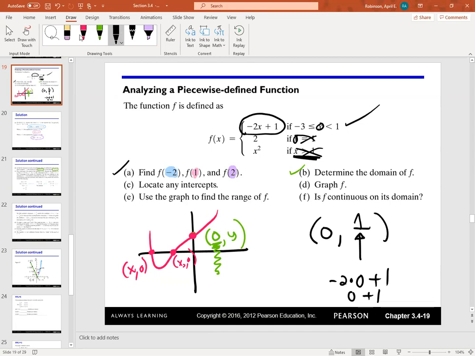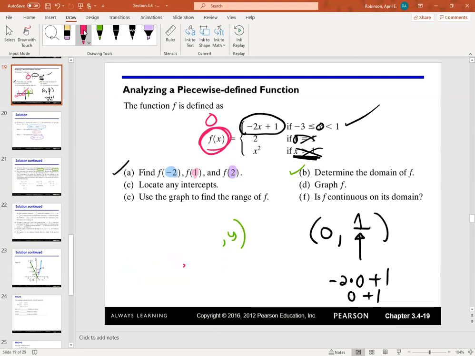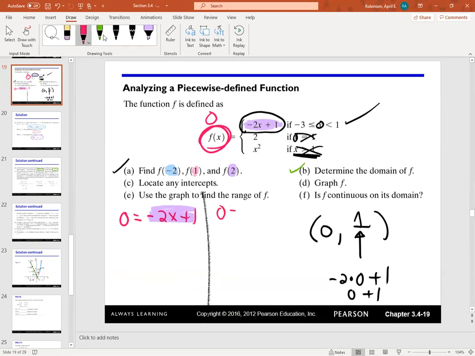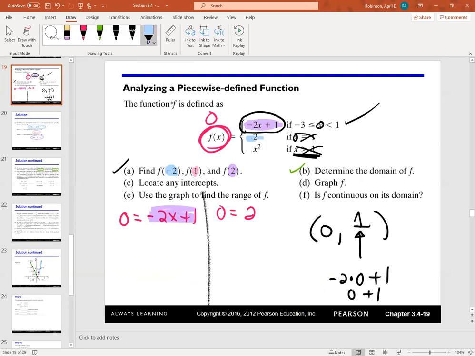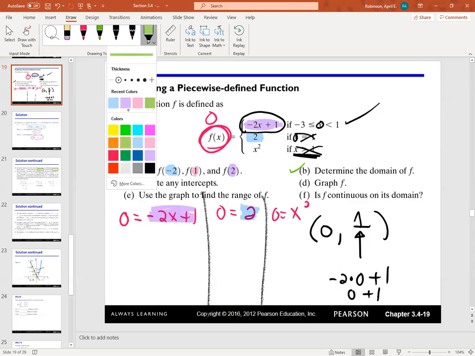Now, to find the x-intercepts. The x-intercepts is when f of x is 0. And I've got 3 functions here. So I have to consider all 3. So I'm going to start with 0 equals the first one, -2x plus 1. That's this one. Then you have to consider the next one, which would be 0 is equal to 2. The next function here is just the two. And then you have to consider the last one, which would be 0 equals the x squared, which is this one.